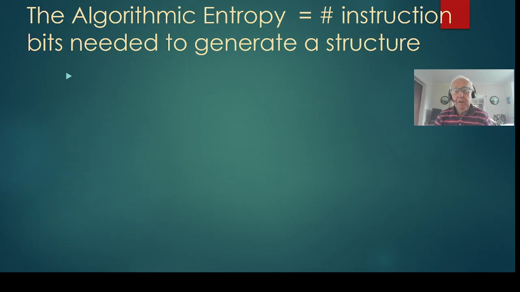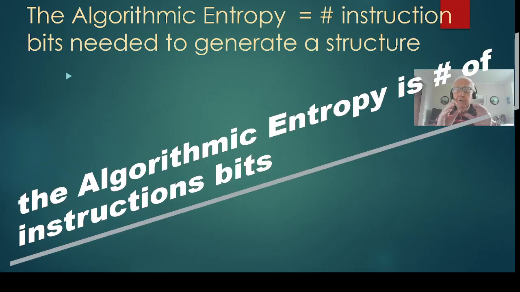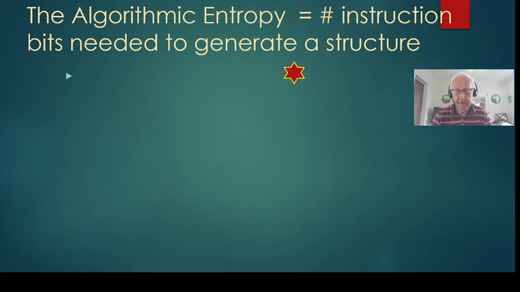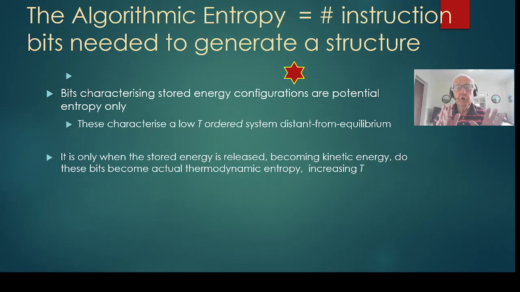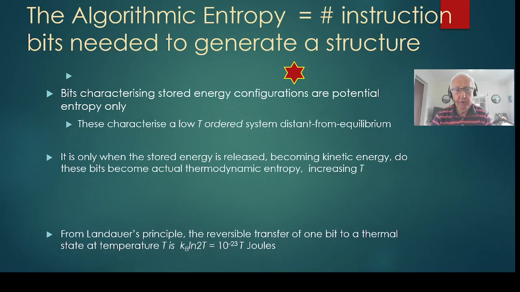The algorithmic entropy then is the number of instruction bits needed to generate a structure, whether it's the tree or the disordered equilibrium structure. There's a bit carrying energy. Bits characterizing stored energy configurations are potential entropy only. These characterize low temperature ordered systems distant from equilibrium. It is only when the stored energy is released that it becomes kinetic energy. Then these bits become actual thermodynamic entropy, increasing the temperature.